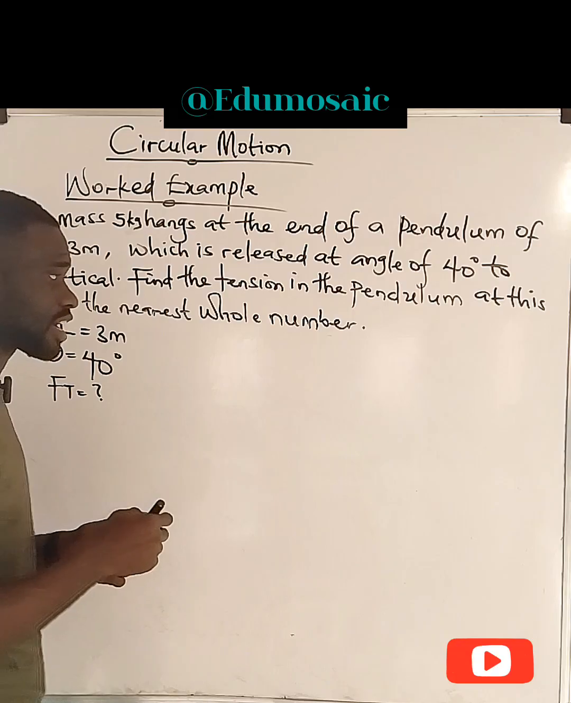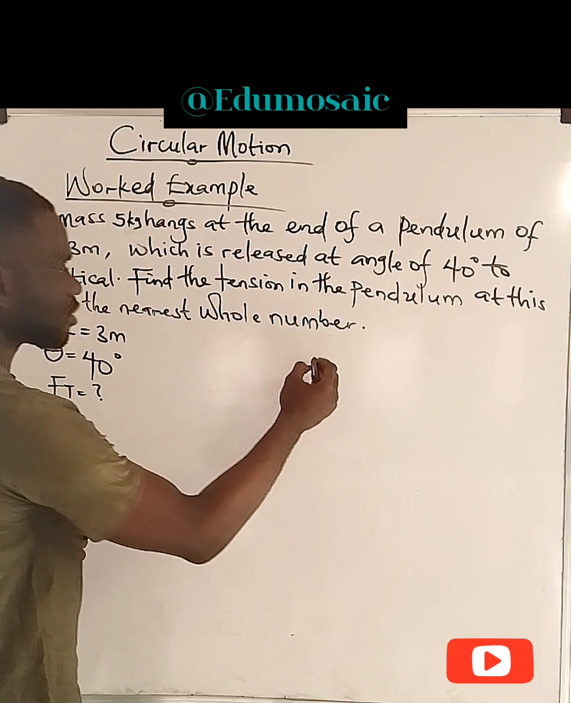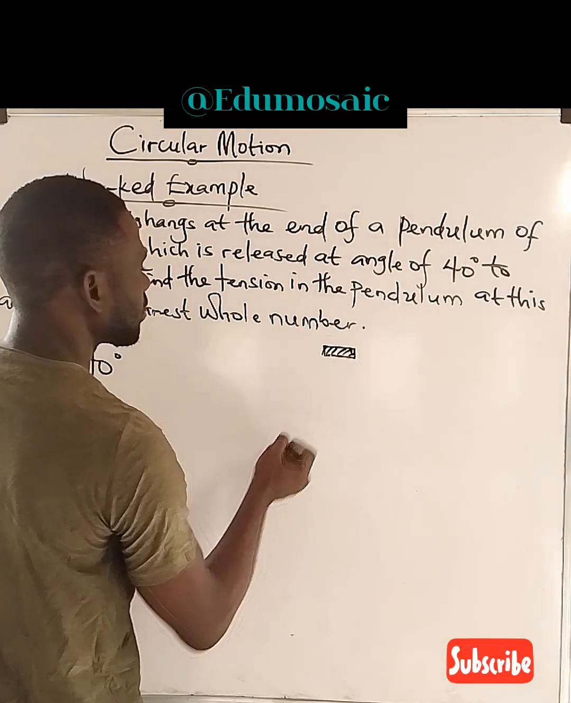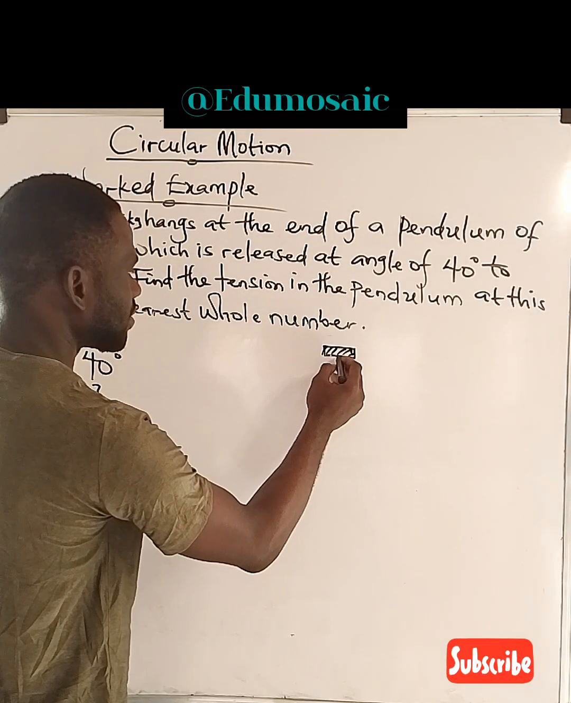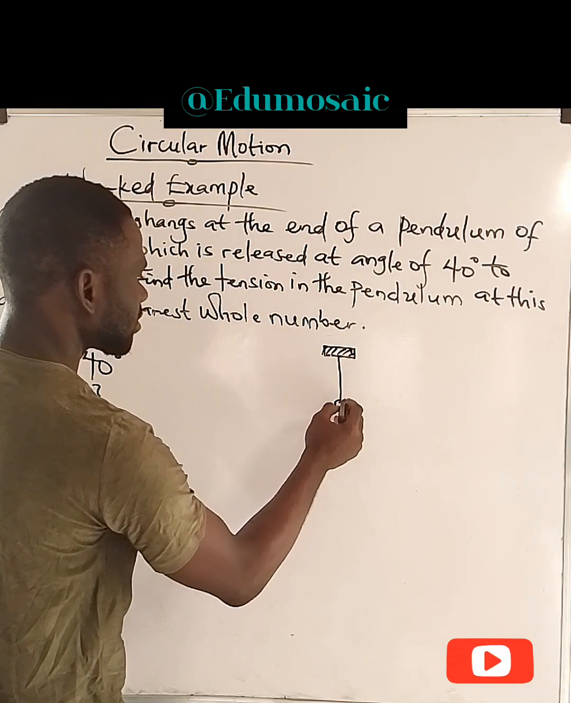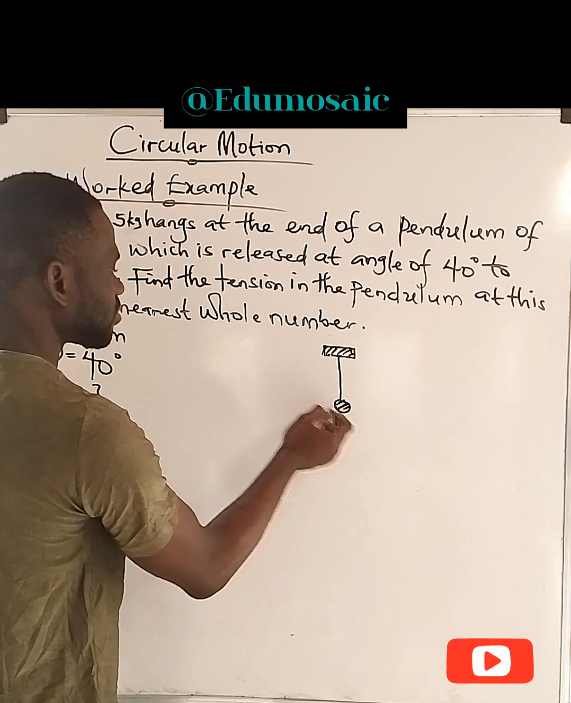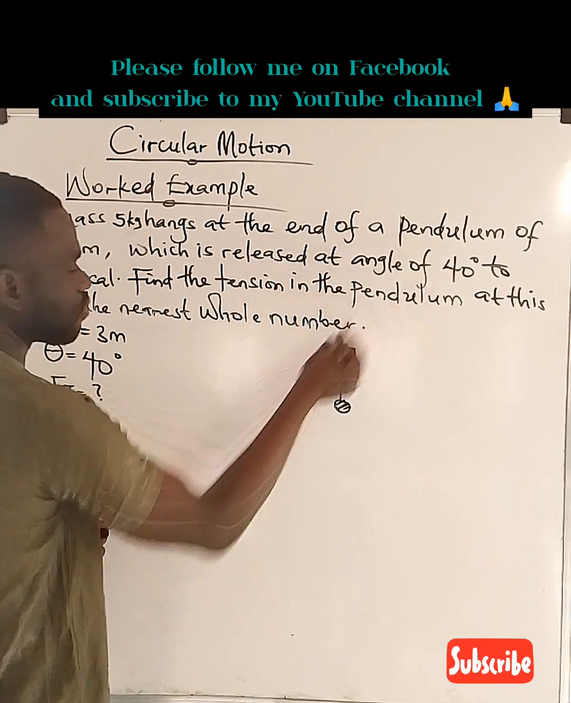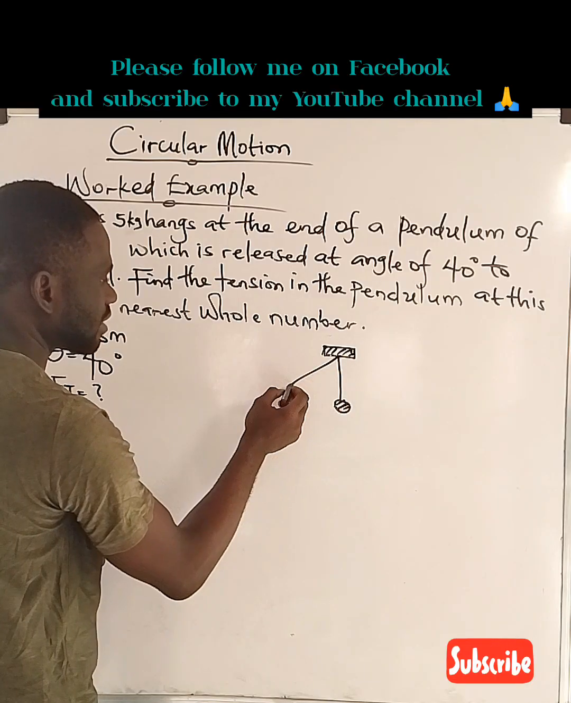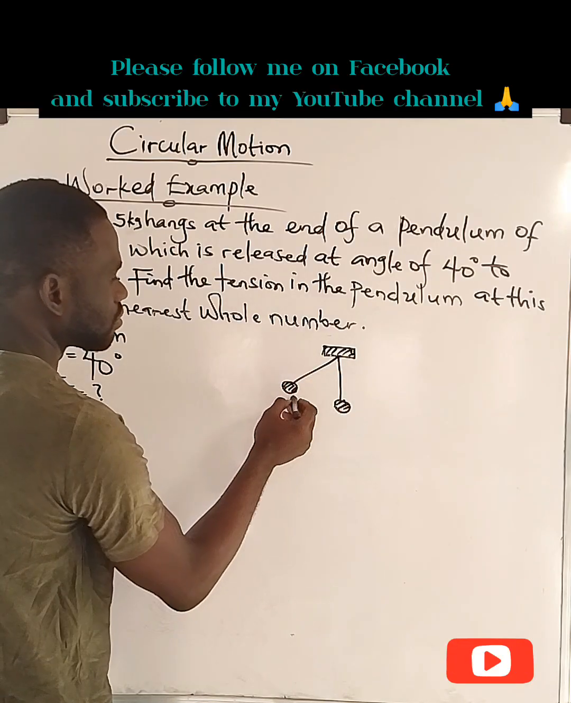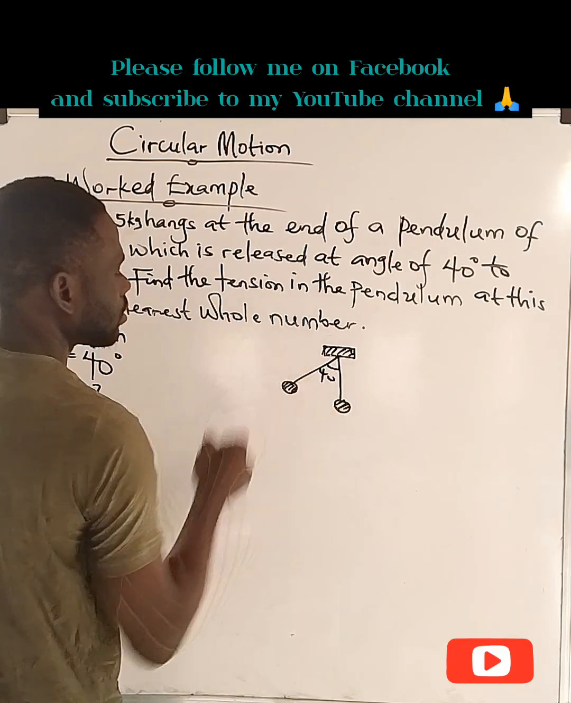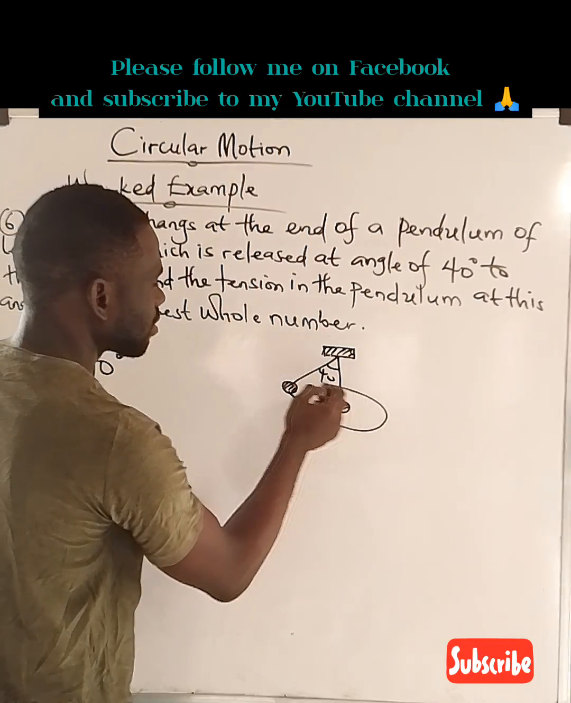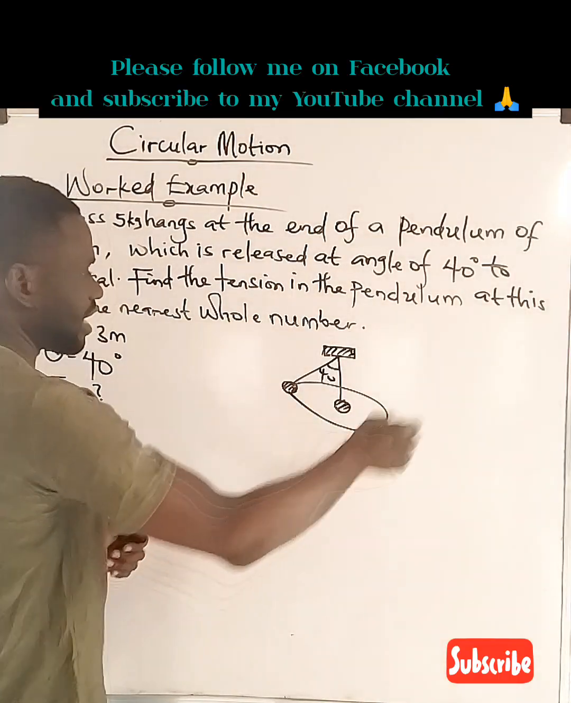So I'll just have a recap of the canonical pendulum. We have something like this. That's a canonical pendulum. At this point, you have the bob, but it was raised; it was released at an angle of 40 degrees to the vertical. When this happens, it starts rotating. It rotates like this.